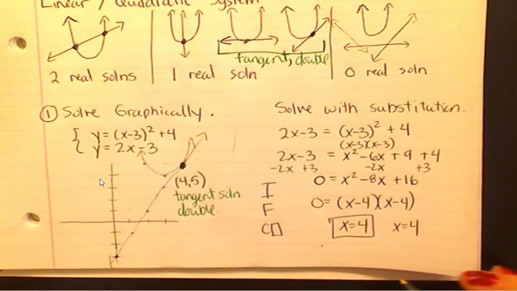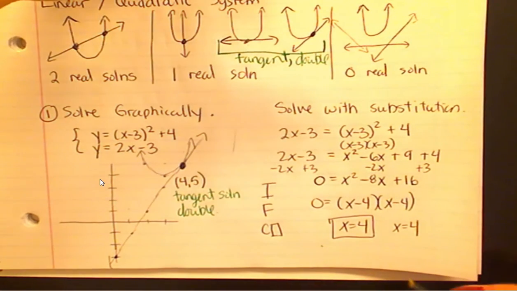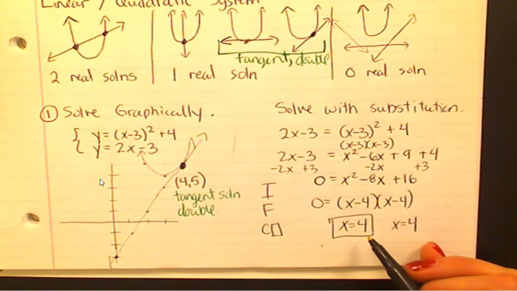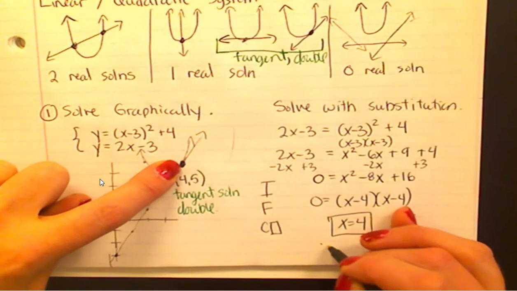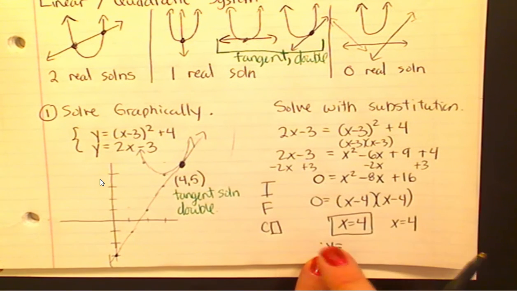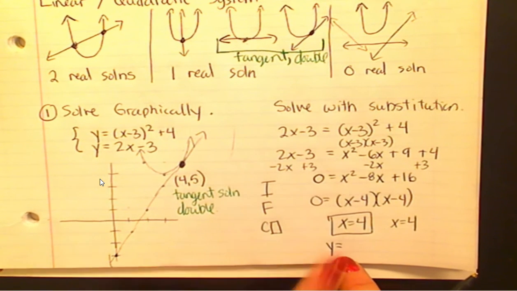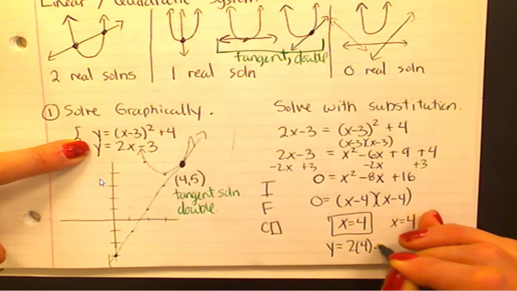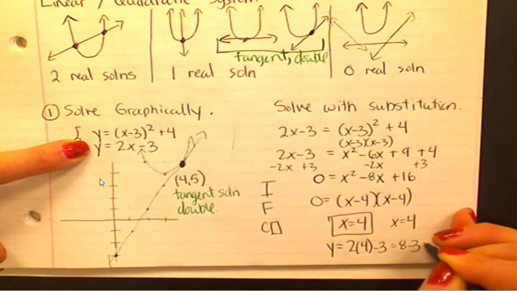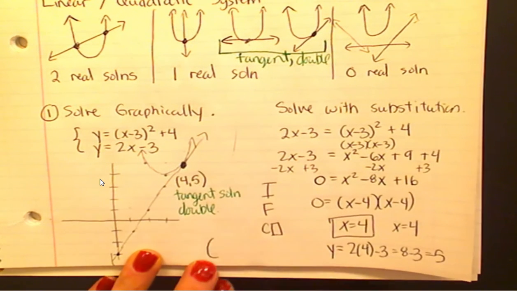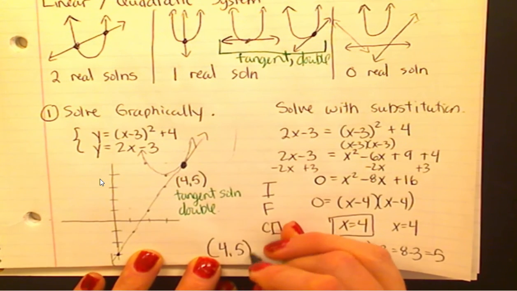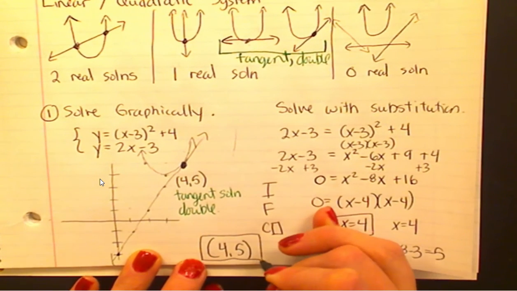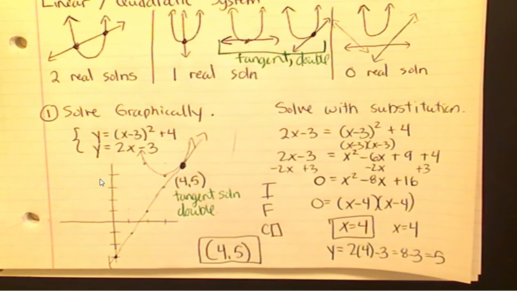My vocab said it's where the two graphs intersect. X equals 4 is not actually a point on the graph. It's just an x coordinate. You need to make sure to go back and also find the corresponding y. So I have the x coordinate. I'm going to go back and find y. So my answer, algebraically, is 4, 5. I did it graphically. I'm doing it algebraically.